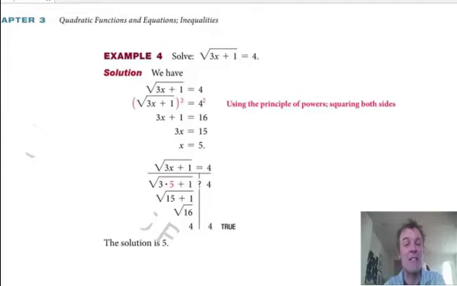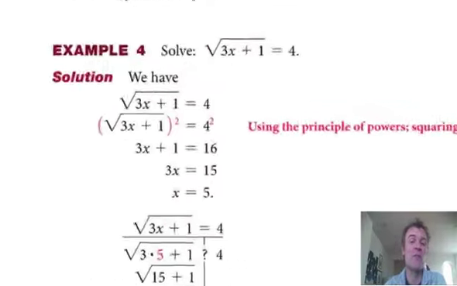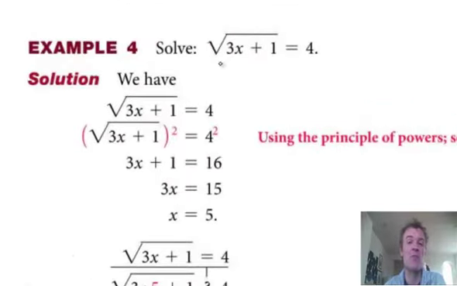Okay, so solving radicals now. Previously we did rationals, now we're doing radicals. The early ones are actually quite straightforward. Look, if I have 3x plus 1 inside a square root equals 4, honestly, if I just square both sides, that's all I have to do.